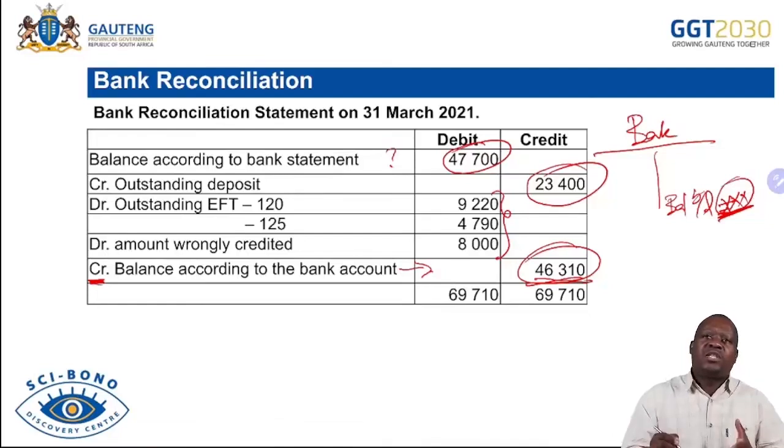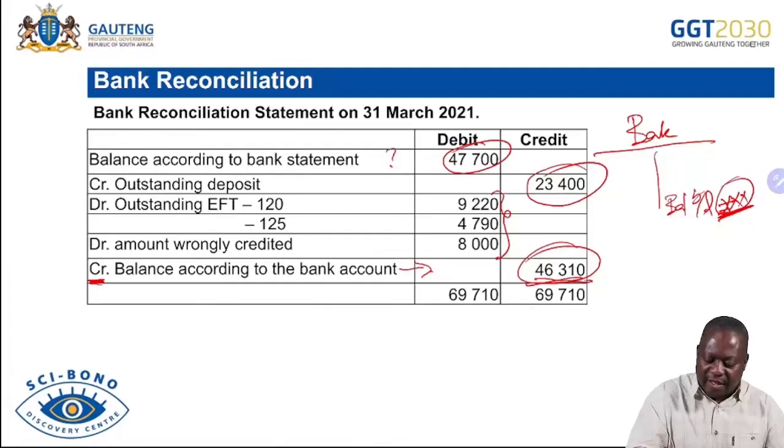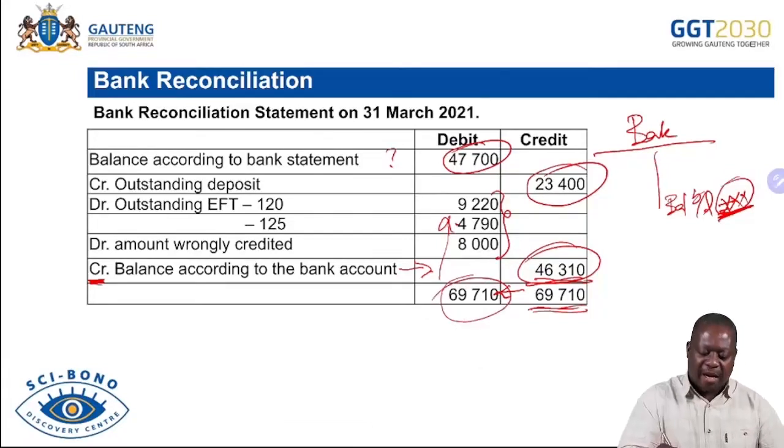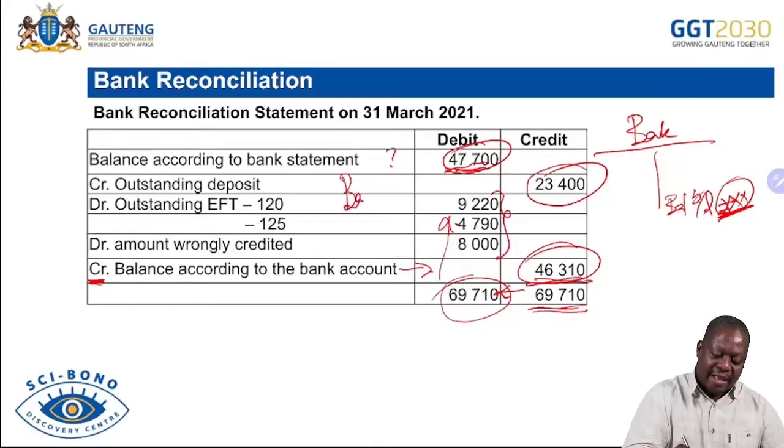We are going to use the total of the bigger side. So the total that is bigger is on the credit side, and it's giving us 69,710. We use the same total as the total of our debit side. And then now we are going backwards. We are going to say 69,710 minus 8,000 minus 4,790 minus 9,220, and it is going to give us 47,200. So it means we are going to get it as a balancing figure.